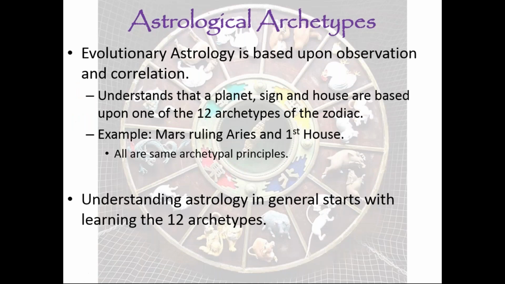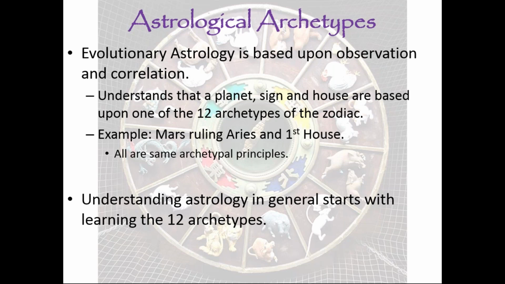And so as we move into Moon Square the Nodal Axis, first of all, evolutionary astrology is based upon observation and correlation. It is not anything that you take on blind faith. It is something that you can learn the principles and you can observe it and correlate it for yourself. So it is a knowledge-based system, even though its knowledge is spiritual principles. In EA, we understand that a planet, a sign, and a house are based upon one interchangeable archetype, one of the 12 archetypes of the zodiac.